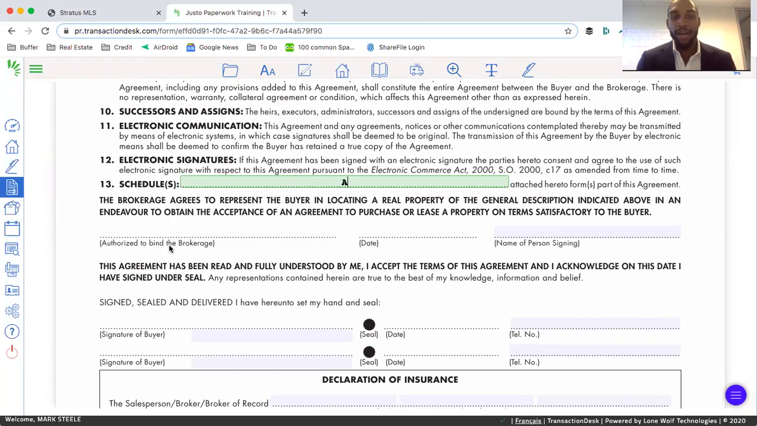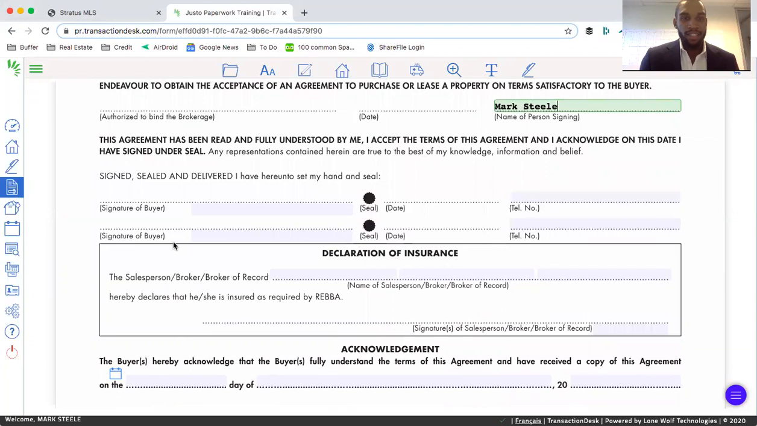Next, authorized to bind the brokerage. You, as the sales rep or the realtor, are going to sign there. You're going to put the date and type in your name in this section here. So, seal for me. A little further down, your clients are going to sign on this line here. If there's a partner or a second buyer, they're going to sign there as well.